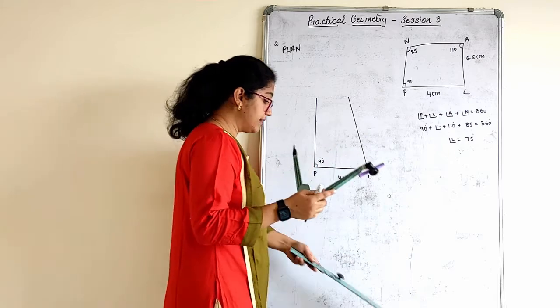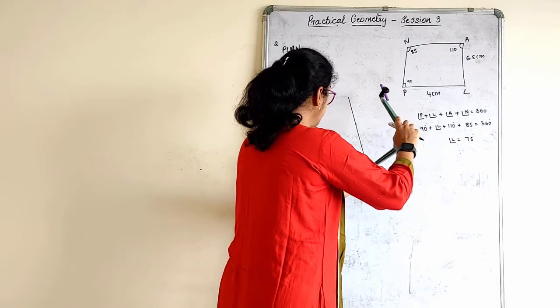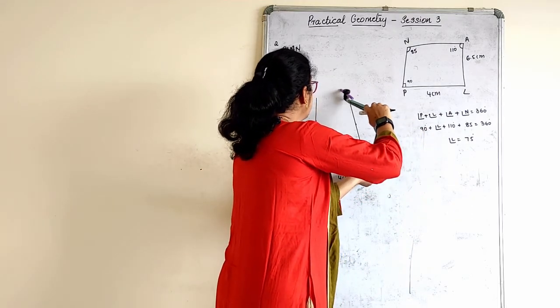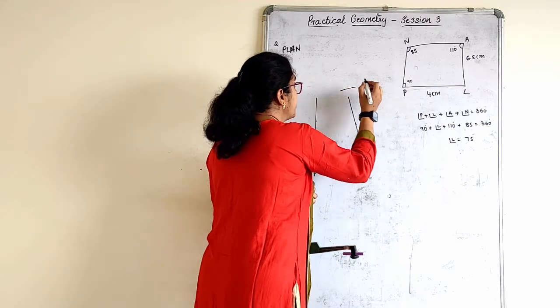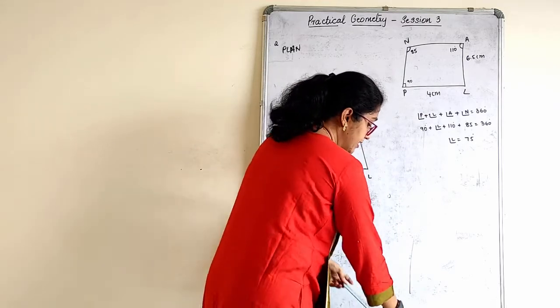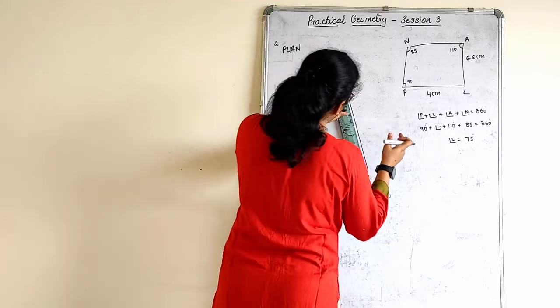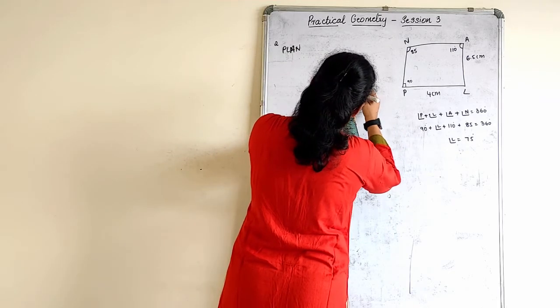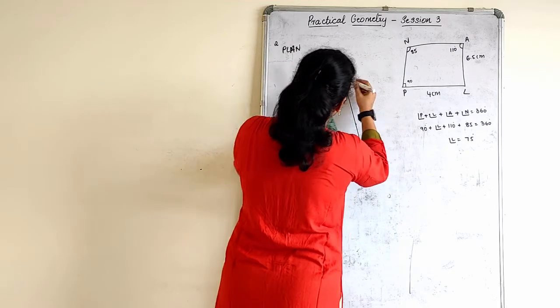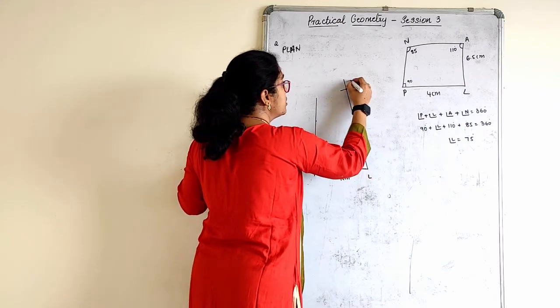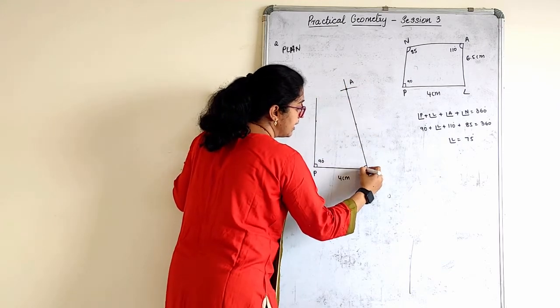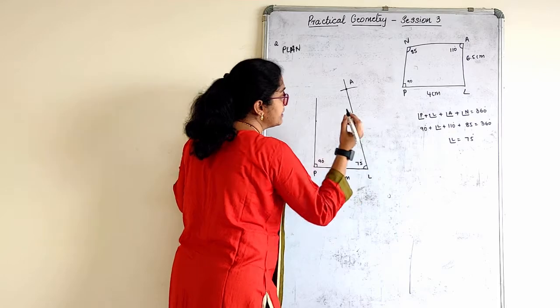So let us cut that for 6.5 centimeter. I'll keep my compass. I'm cutting it here. My arc is coming here. So should I extend my line? Yes, I have to extend my line. So this point of intersection is A. This angle is 75 degree.